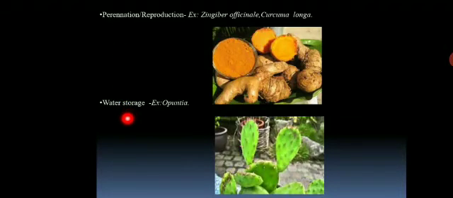Next is water storage. For example, some xerophytic plants have the capacity to store water in their stem. For example, Opuntia, Kalli. Opuntia has the capacity to store water to avoid drought.